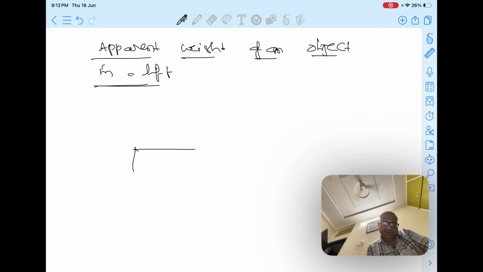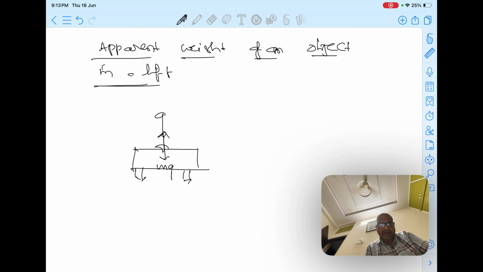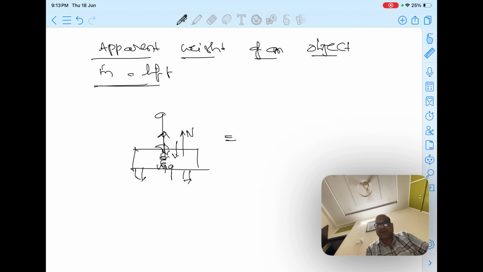So for example, we have a weighing machine here. When a man stands on it, what happens? First of all, his weight acts vertically downwards, and as he presses the balance, there is a pressing force, and as a reaction, the normal reaction is in the opposite direction. If you consider the free body diagram of the man, what are the forces acting on him?